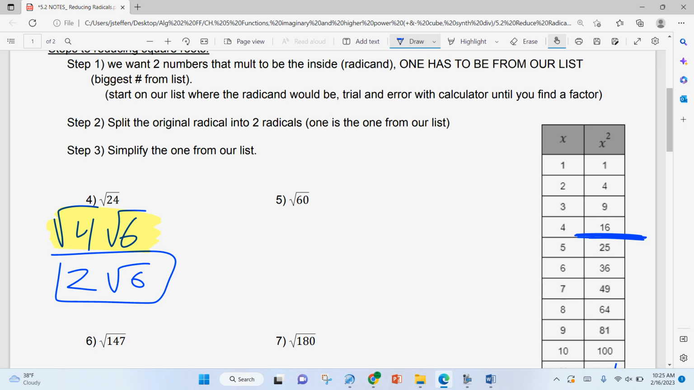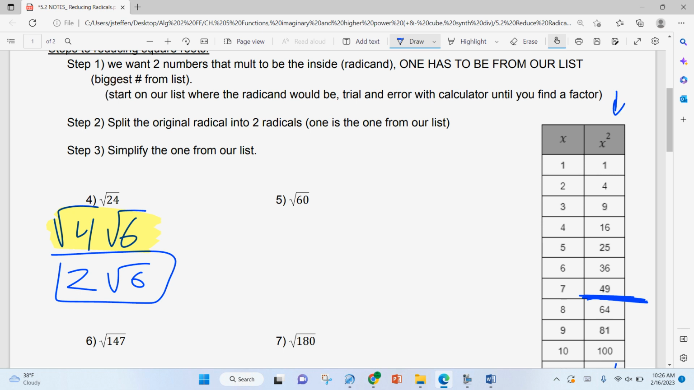So now I should change number 5 because it bothers me how this one works out and I didn't notice it, but that's okay. It still works. Number 5, you do it the same way. So 60 is right in here between 49 and 64. So take your 60, and again, you're just going to do trial and error until you find one of these numbers over here that works out nice and evenly.